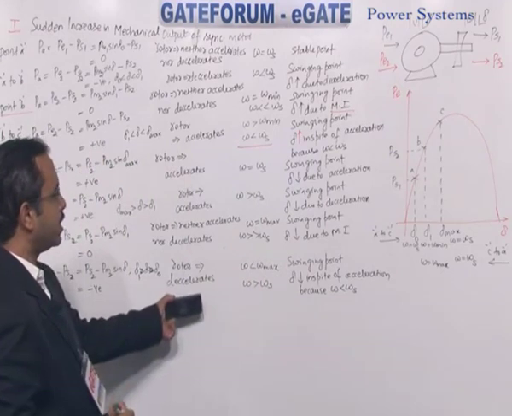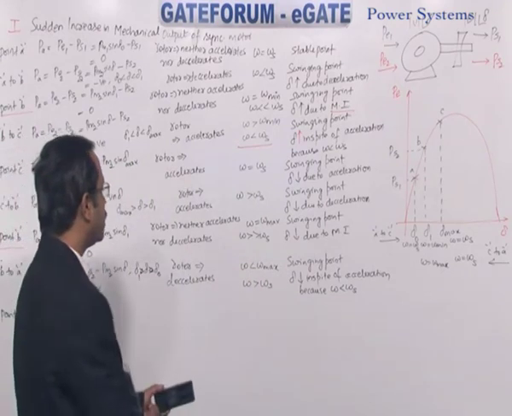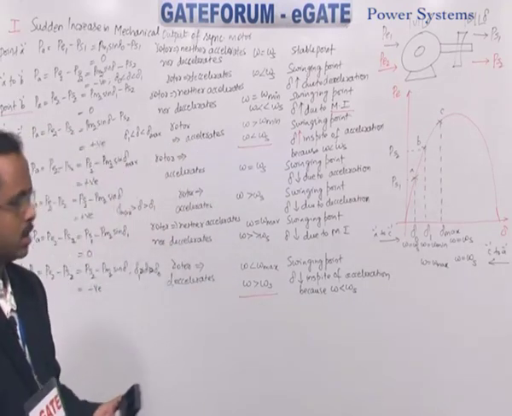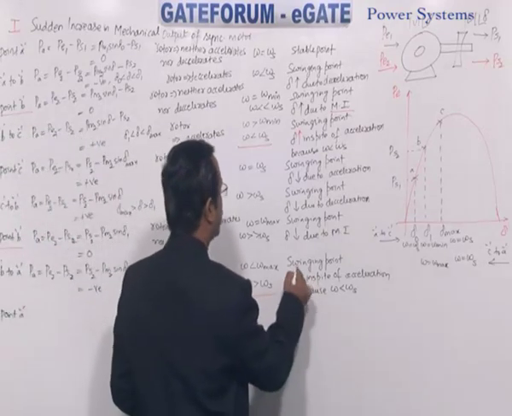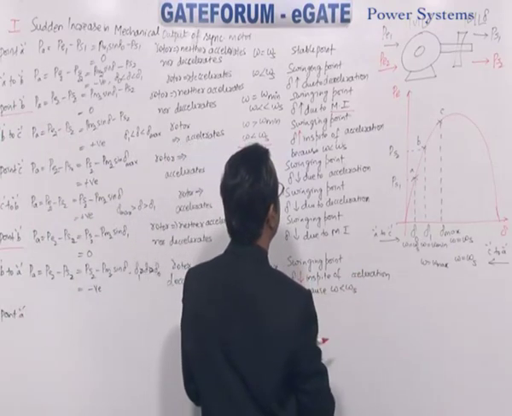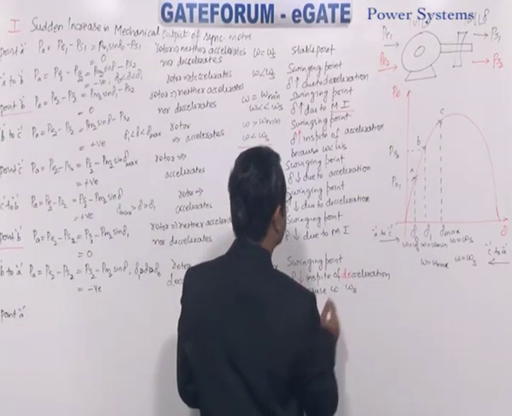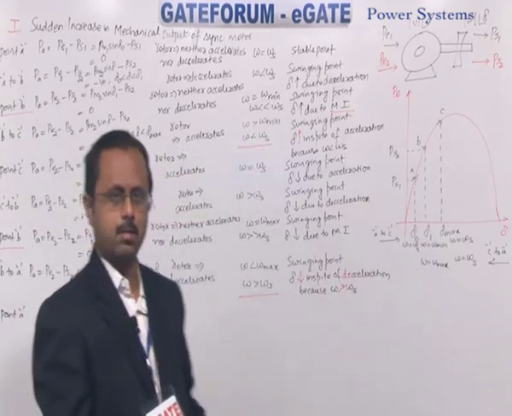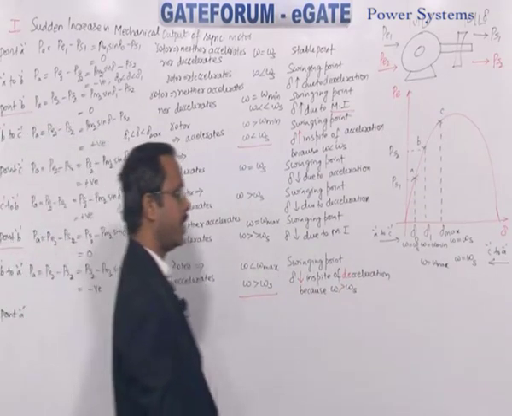So due to deceleration, delta should increase. But why does the delta decrease? Due to omega greater than omega s. So the delta decreases in spite of deceleration, because omega is greater than omega s.